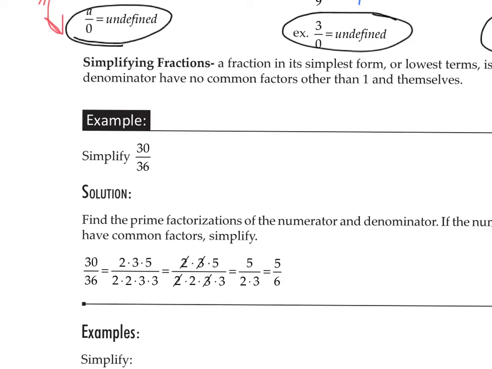30 and 36 are both divisible by 6. If you divide the numerator and the denominator both by 6, 30 divided by 6 is 5, 36 divided by 6 is 6. You get there quickly.